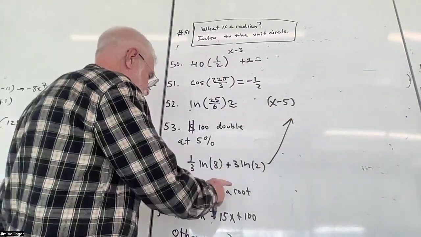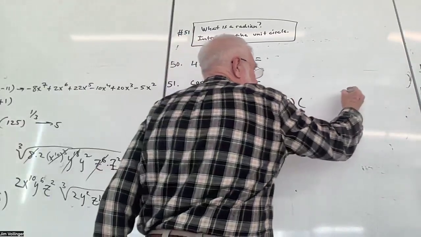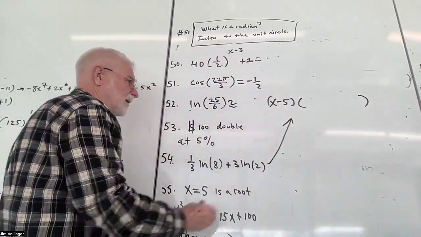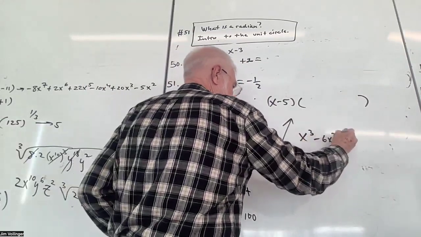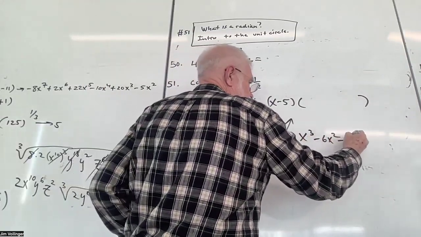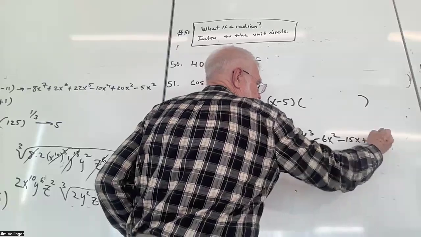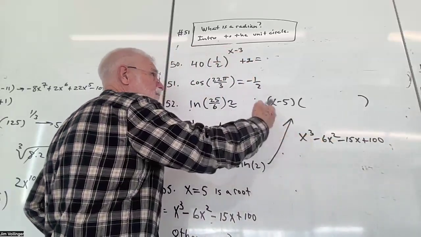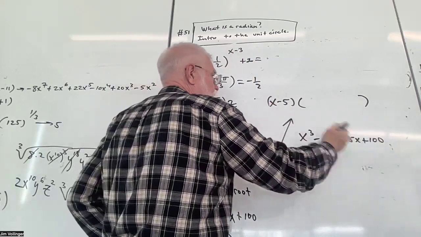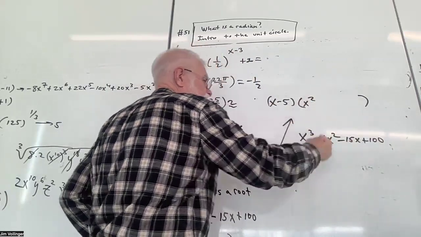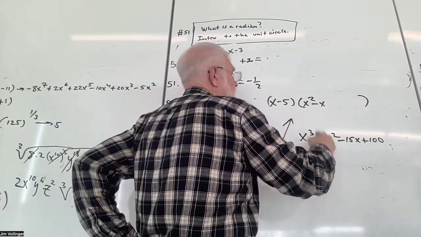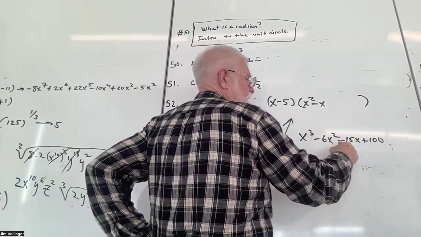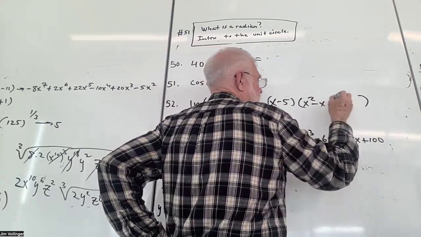So x minus 5 times what is going to get us, I guess I should just write it here, x cubed minus 6x squared minus 15x plus 100. Now, if I created this problem properly, I'll get no remainder. So that's x squared, minus 5x squared. I need another one to make minus 6x squared. Now I've got positive 5x. I want minus 15x, so I want minus 3.